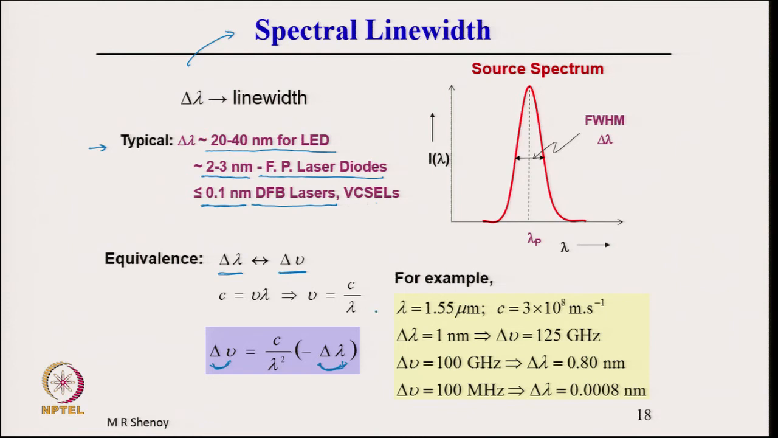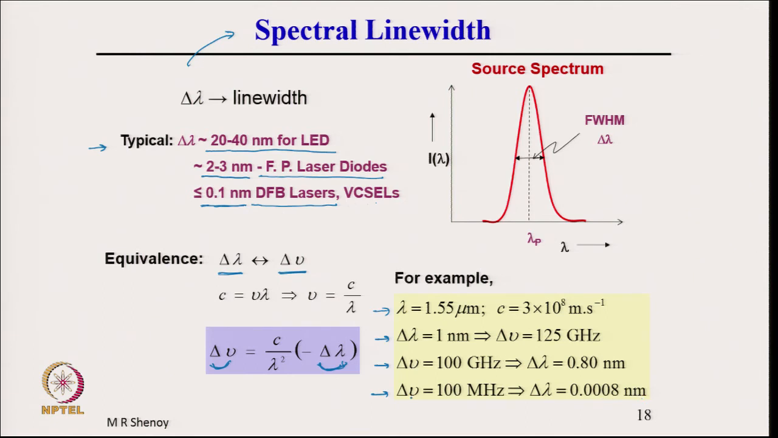For example, if we use lambda is equal to 1.55 micrometer in the low loss window, and C is of course the speed of light, then for delta lambda is equal to 1 nanometer, the corresponding delta nu will be 125 gigahertz approximately. Or alternatively, if delta nu is equal to 100 gigahertz, then delta lambda comes out to be approximately 0.80 nanometer around 1.55 micrometer. If delta nu happens to be 100 megahertz, then corresponding delta lambda is much smaller.